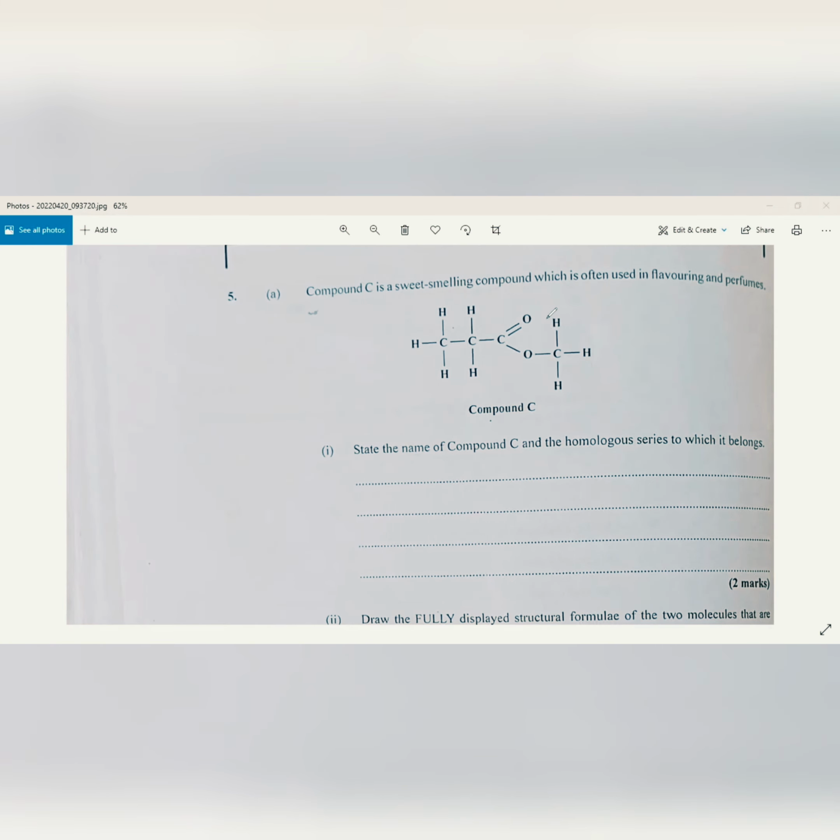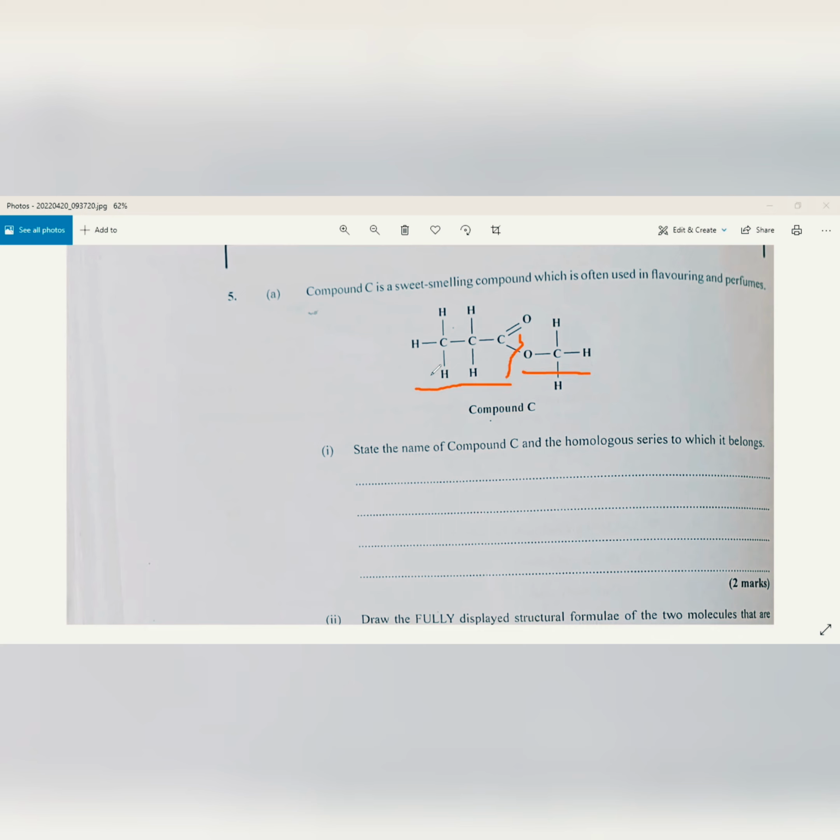So what you want to do with your ester is divide it into the acid and the alcohol portion. So this is the division right there. The part to the right is the alcohol. The part to the left is the acid.